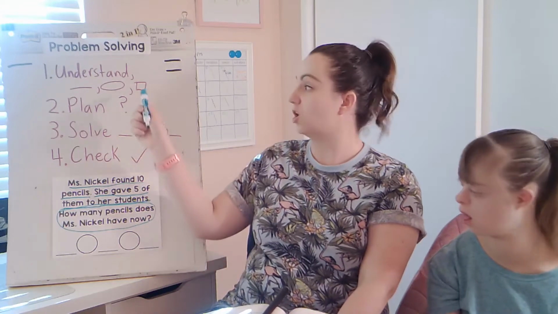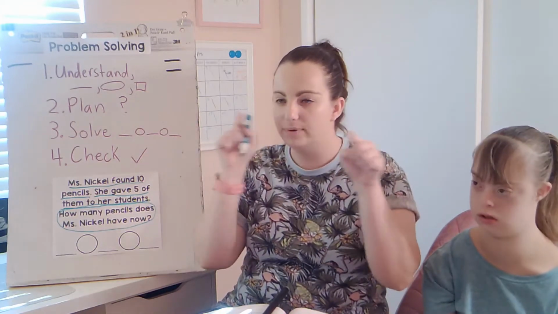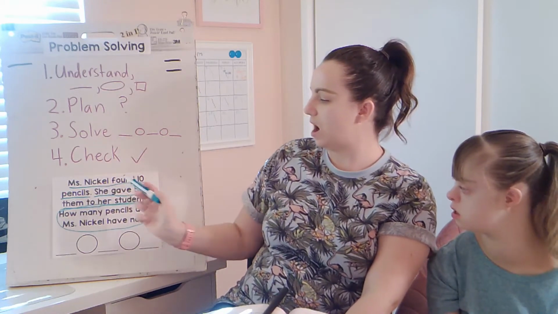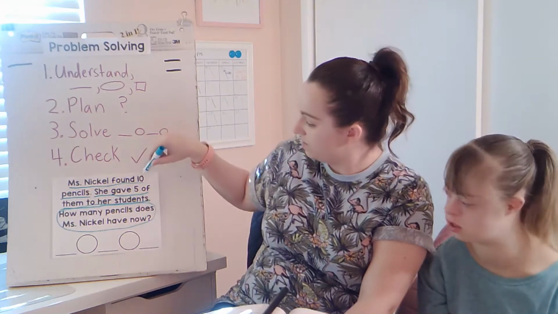Then I'm going to go back and put a box around the numbers I see. That will help us visually see the numbers. So Miss Nickel found, what number is that, Kaylee? 10. Good. I'm going to put a box around it.